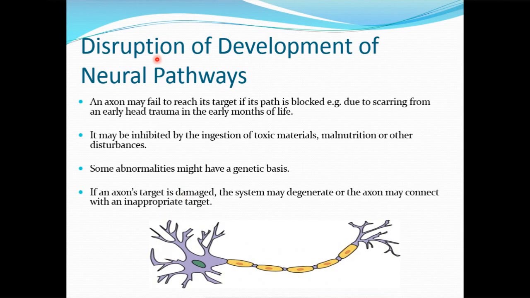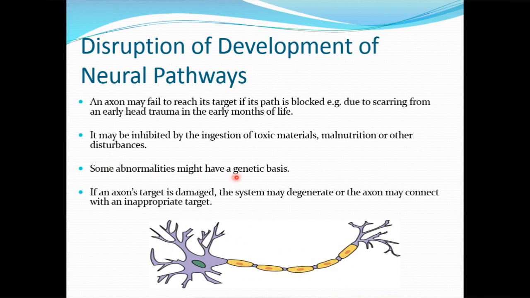And sometimes you have disruption of development of the neural pathways. So an axon may fail to reach its target if its path is blocked, for example, due to scarring from an early head injury in the early months of life. So something might stand in its way, and it doesn't get to where it needs to go. It may be inhibited by the ingestion of toxic materials through malnutrition or other disturbances. But again, it doesn't reach where it needs to go because it's inhibited.